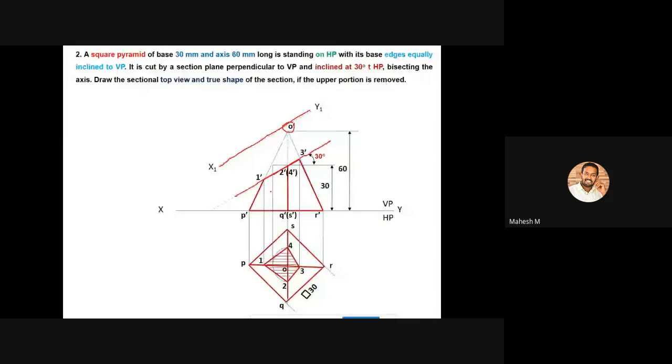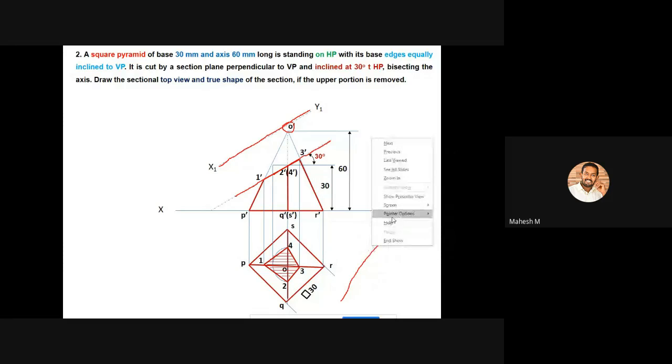Or else you can create this imaginary reference line at the bottom of this diagram also, like this. It depends upon your condition. There is no need to create the reference line only above the front view. You can create this true shape below the front view also. Okay, so after that, what is the procedure?